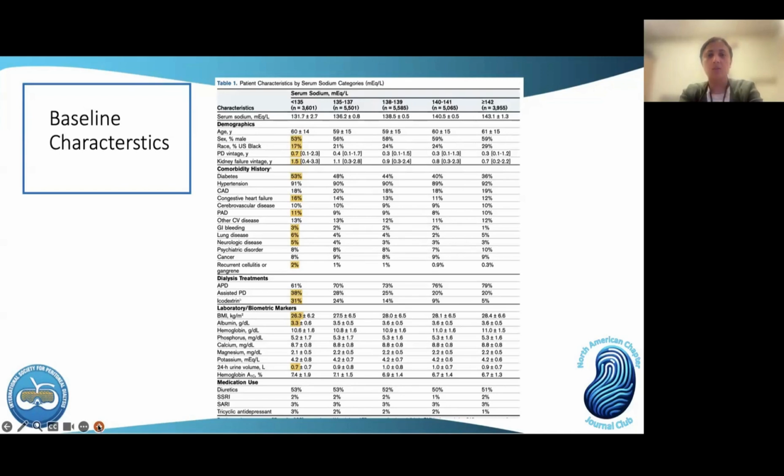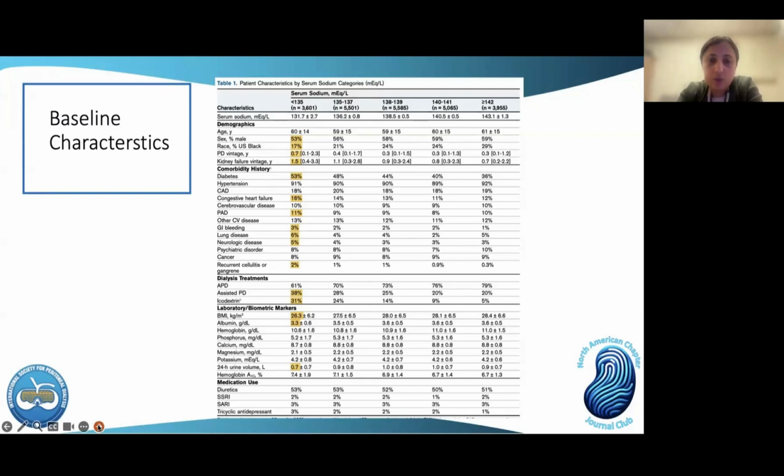This patient population of having sodium less than 135, they had the most number of diabetes, most number of patients with congestive heart failure, most number of patients with hypertension, peripheral artery disease, GI bleeding, lung disease, psychiatric disorders, and history of recurrent cellulitis and gangrene. Overall, the patients who had sodium of less than 135 seemed much sicker than the other group.